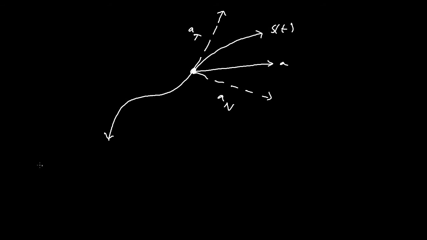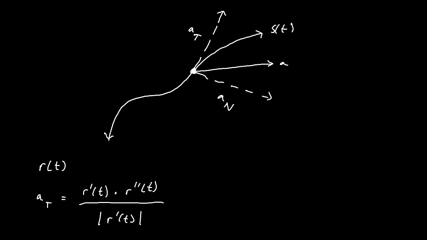Given a vector function or a position function r of t, the formula for the tangential acceleration component is going to be the dot product of r prime of t and r double prime of t, over the magnitude of r prime of t. And the normal component of acceleration formula is going to be equal to the magnitude of the cross product of r prime of t and r double prime of t, over the magnitude of r prime of t.